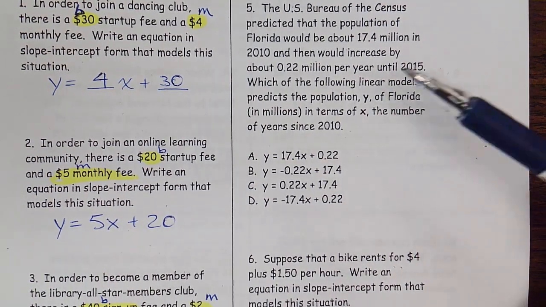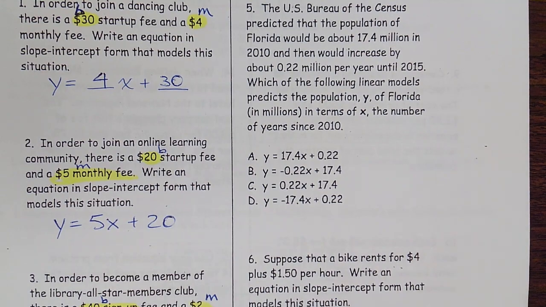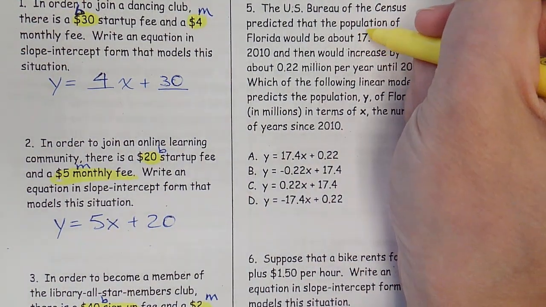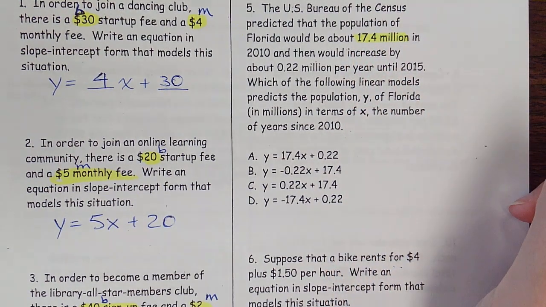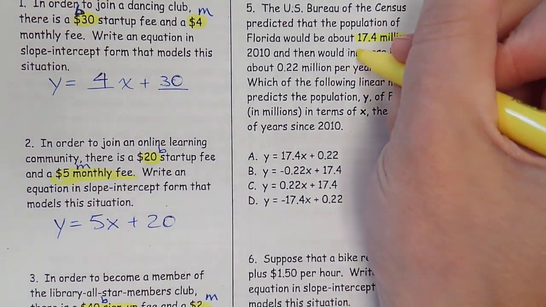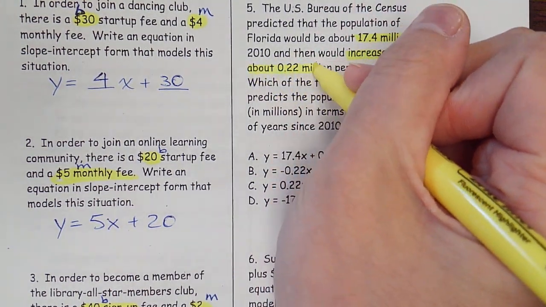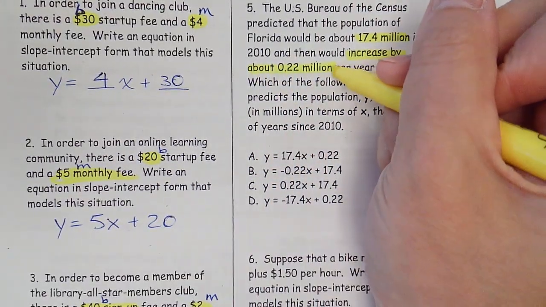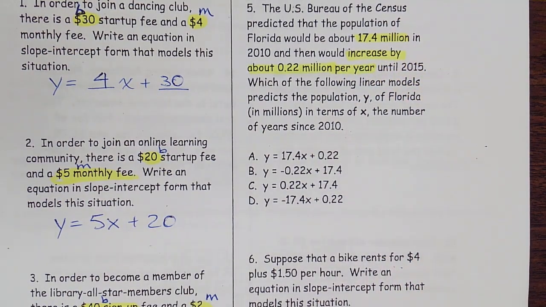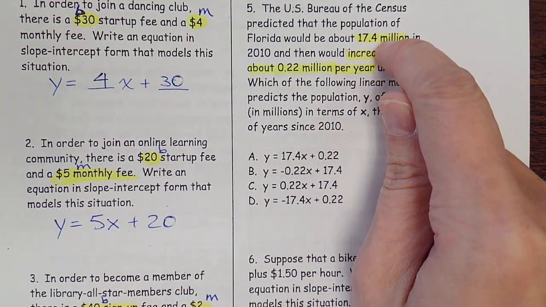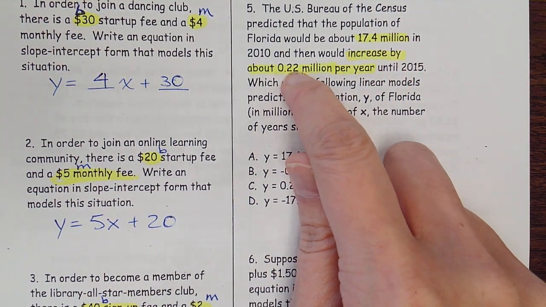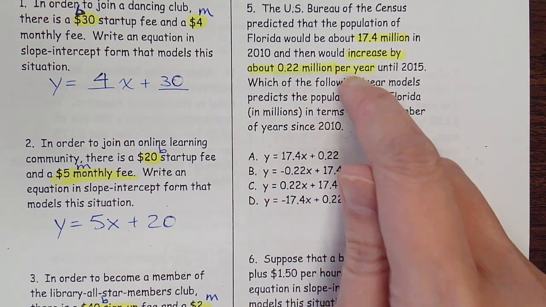Okay, so this one, I see a whole lot of words. I don't want to read so many words. I'm just looking at this. The population at the beginning, 17.4 million. And it's going to increase by 0.22 million per year. Okay. So I didn't read any of that. I just looked at the keywords. That's my starting, and it increased 0.22 per year.